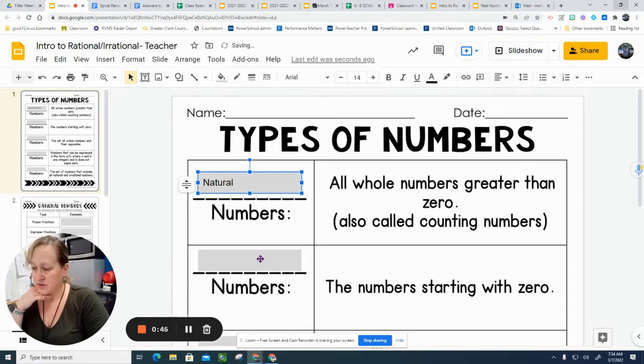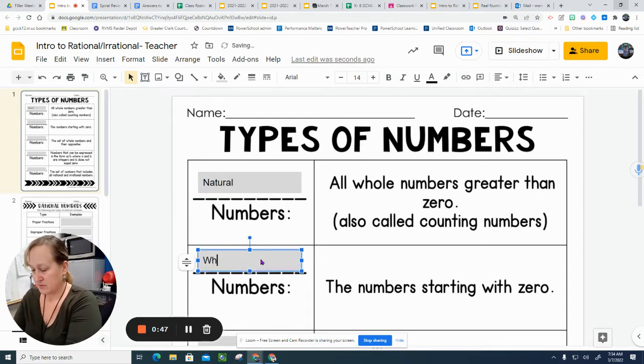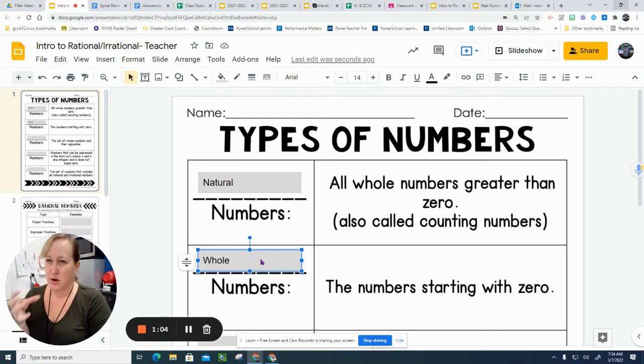Second set of numbers is called whole numbers. And what's funny is the only difference between whole numbers and the counting and natural numbers is that the number starts with 0. So it goes 0, 1, 2, 3, 4. It's kind of funny that they call that the whole numbers when 0 is actually nothing.